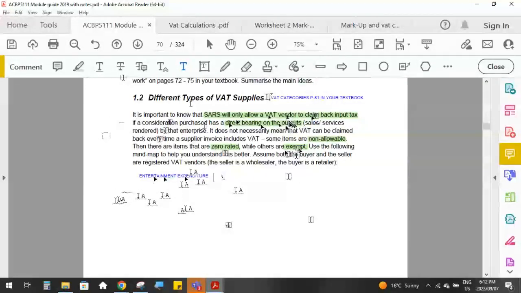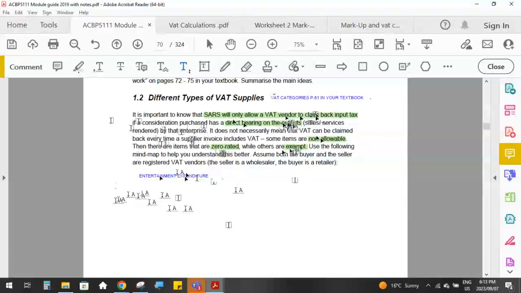So just remember, where it comes to vehicles, you've got to have a look at what type of vehicle the business purchased to decide whether the business is allowed to claim the input VAT back or not. Passenger vehicles can't claim the input VAT. Delivery vehicles can claim the input VAT back.